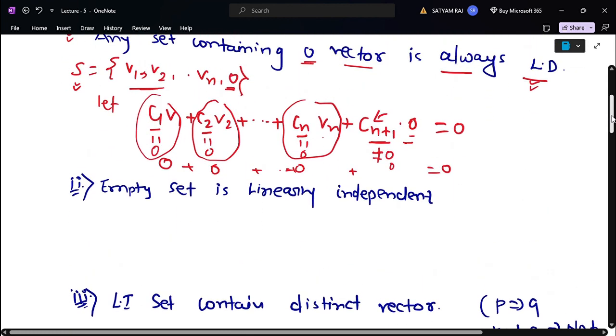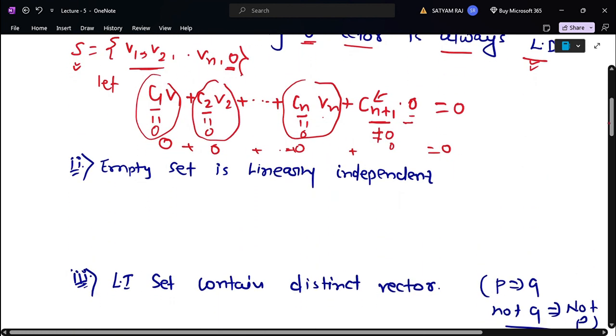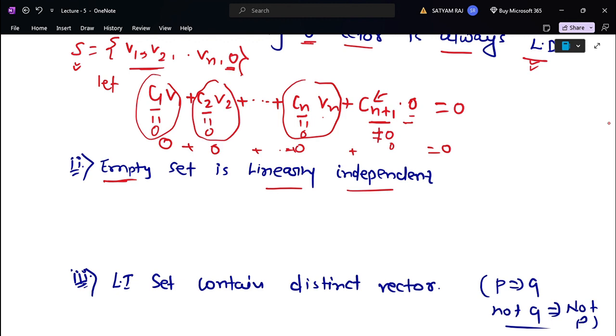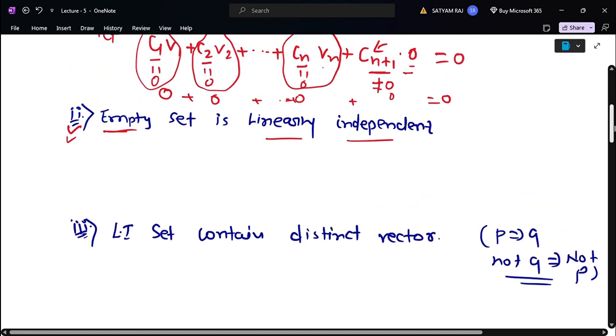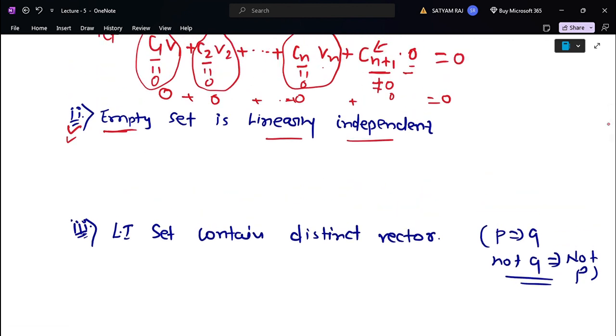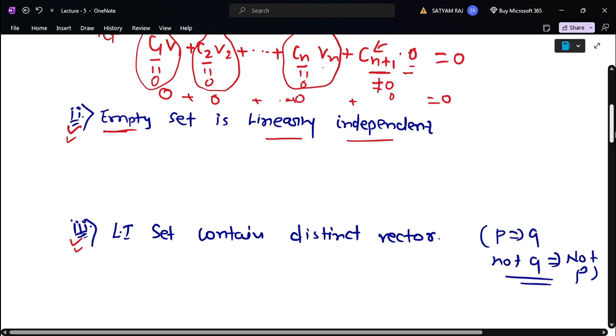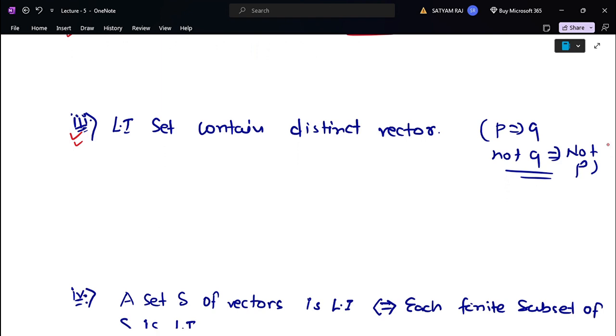The second property of linearly independent sets: the empty set is defined as always linearly independent. This is a definition, so it is not a must. Now, an LI set contains distinct vectors. What does it mean? This property is very important.